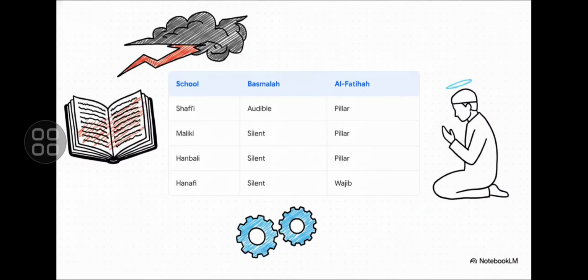Now, what's really interesting about this next step is how the simple act of reciting the opening chapter has distinct juristic variations. The worshiper seeks refuge from Satan and begins reciting the Quran. While reciting the opening chapter, Surah Al-Fatiha, is universally recognized, how it's initiated varies. For instance, the Shafi'i school considers the opening Basmalah, in the name of Allah, to be the undisputed first verse, mandating it be recited out loud in audible prayers. On the flip side, the Hanafi, Maliki, and Hanbali schools advise keeping it silent. The Hanafi school even uniquely categorizes Al-Fatiha itself as a wajib, an obligation, rather than a strict pillar.